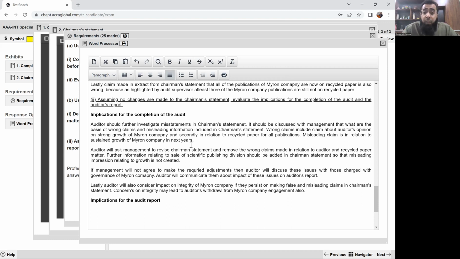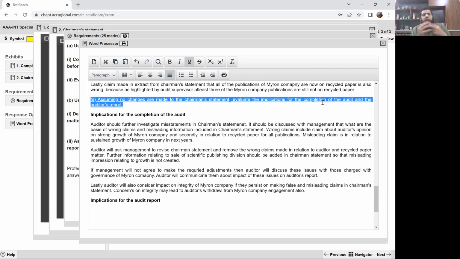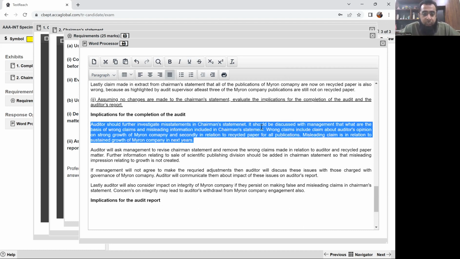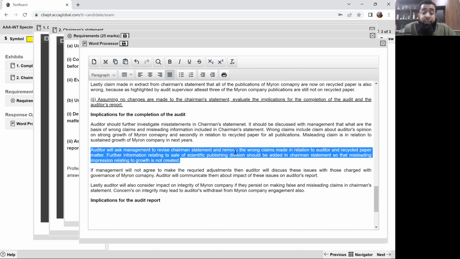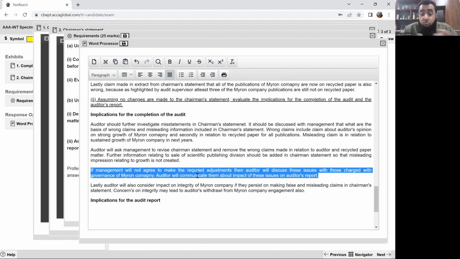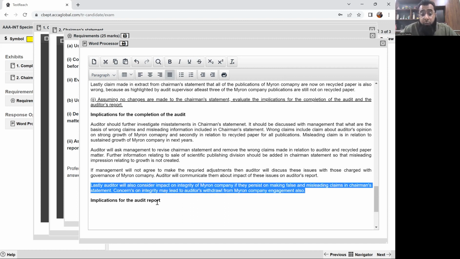Okay, so the first thing asked was to evaluate the implications for completion of the audit. Whenever there are issues in other information, we always investigate them further. Okay, then we ask the management to adjust them. We'll talk with those charged with governance, and if they are making a false claim relating to something which is very much absolute, we will consider the impact on integrity also.